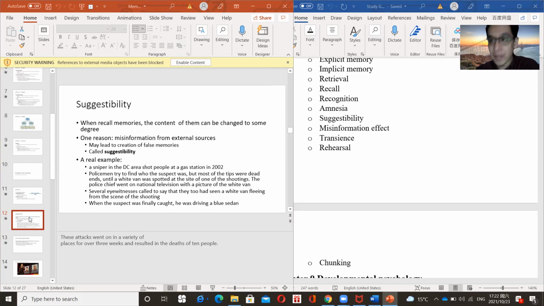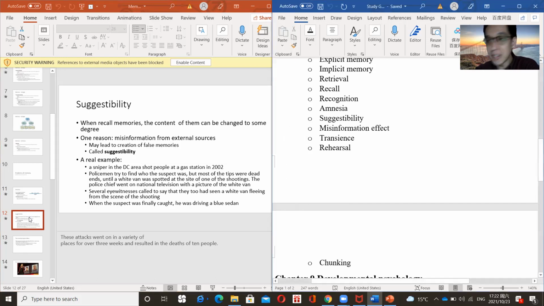So this phenomenon is called suggestibility. It's a tendency, a phenomenon in our mind, in our memory system, that misleading information can change the content of the memory when we recall those memories.